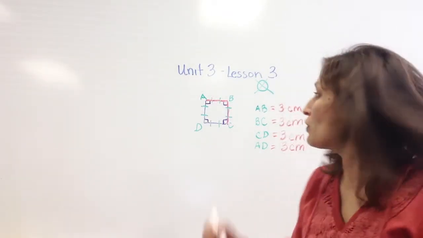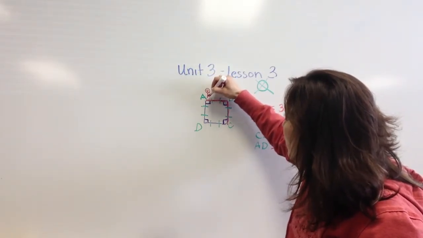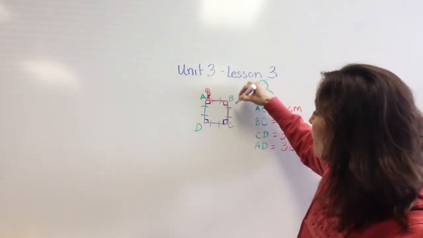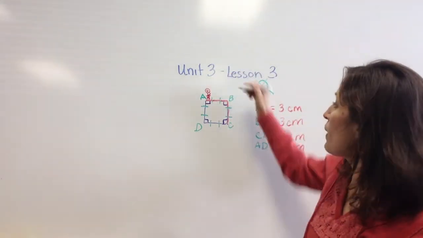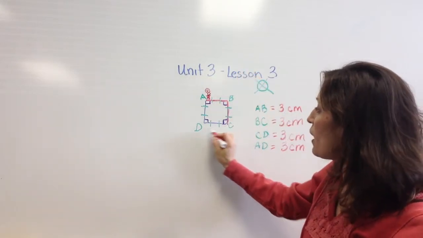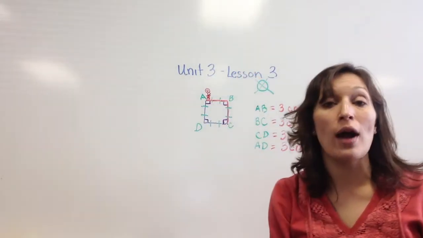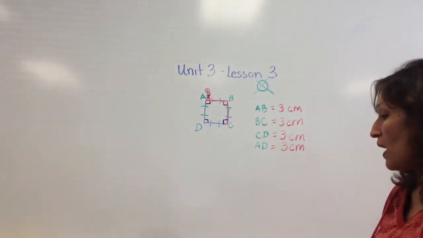Like if I was a little runner and I wanted to jog all the way around that shape, I just wanted to run. If I wanted to run all the way around that shape, I'd run 3 centimeters, then I'd turn and run another 3, another 3, another 3. If we wanted to know how far total I ran, I could add all these centimeters up, okay?